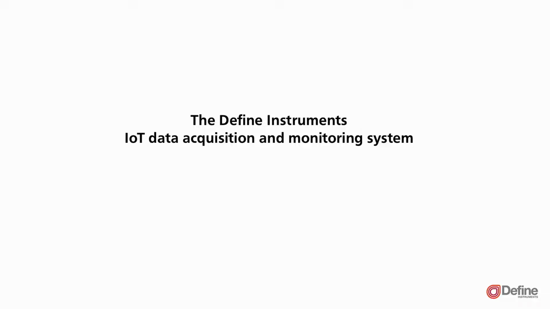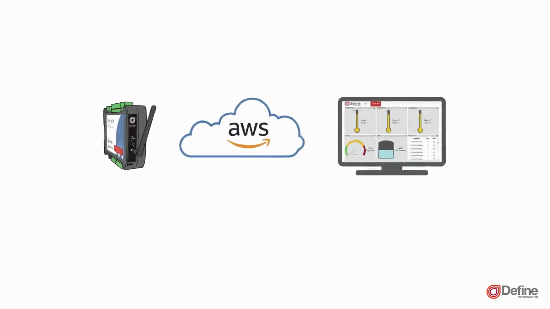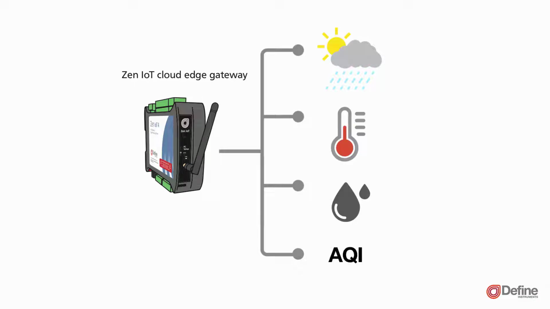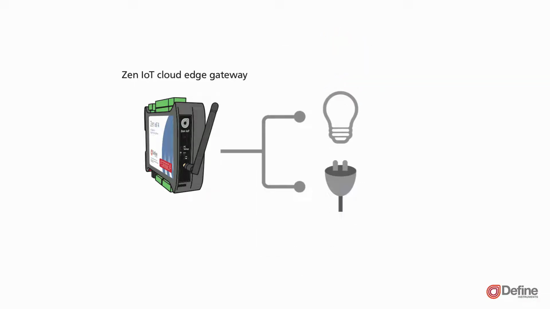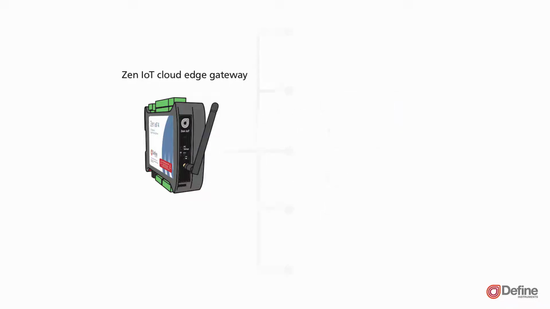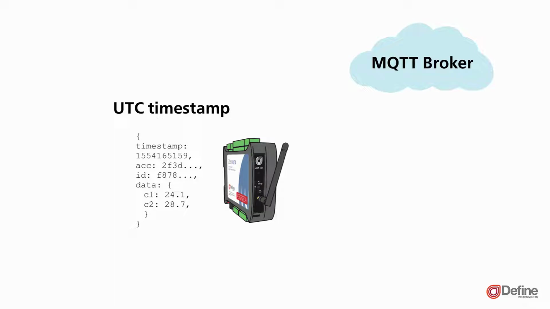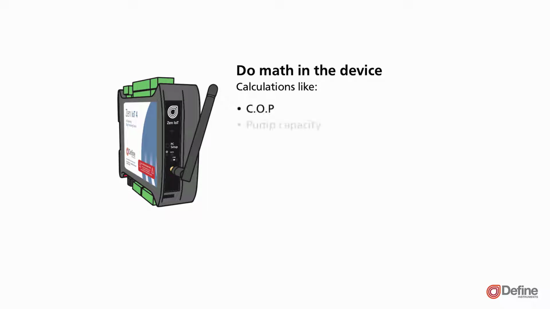The Defined Instruments IoT data acquisition and monitoring system comprises three main components. The first, the Zen IoT Edge Processing Interface, provides real-world connectivity to sensor input sources such as environmental, temperature, humidity and air quality, energy metering, predictive maintenance sensors, and process inputs such as flow rate, pressure, reservoir levels, force and load. All data collected is time-stamped at origin and natively MQTT formatted for direct IoT host consumption.